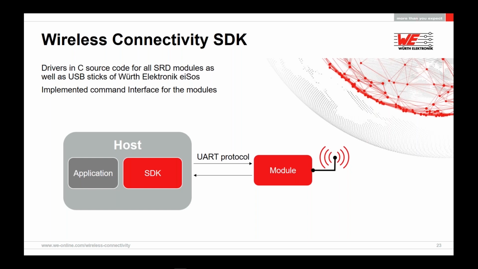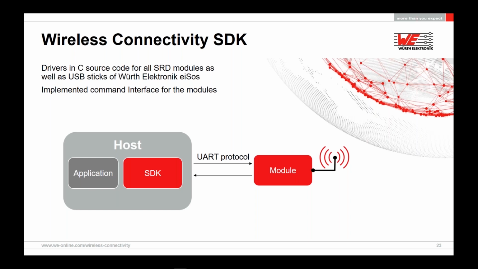Dig or search for a wireless connectivity SDK, the software development kit. And here we have something very interesting. The drivers in C source code for all SRD modules, as well as USB sticks of Würth Elektronik eiSos. In other words, here we have implemented the command interface for the modules. You can download this. We also have it running on our little Amber Pi. I'll show that shortly.